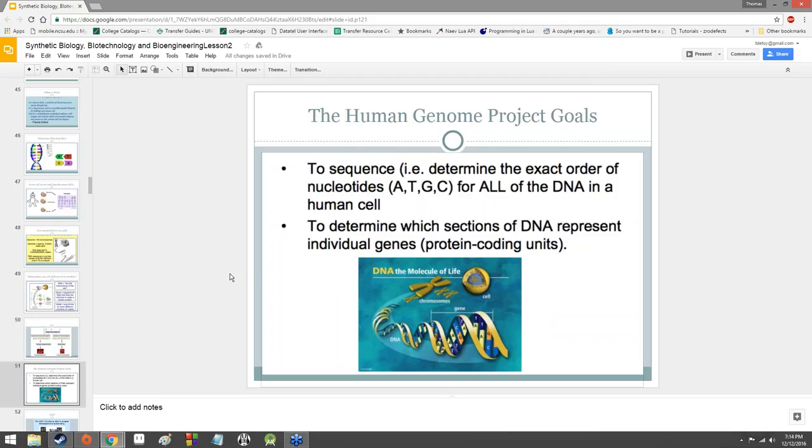Now, in order to better understand this, there is the Human Genome Project, where we've already sequenced all of a human genome. We're actually looking to understand it better. To sequence, i.e. determine the exact order of nucleotides, A, T, C, and G, for all of the DNA in a human cell, and also to determine which sections of DNA represent individual genes, to figure out what parts are genes and what exactly they do. Decoding the language of the human genome, essentially figuring out where the words are and what the words mean, and also reading a sentence.